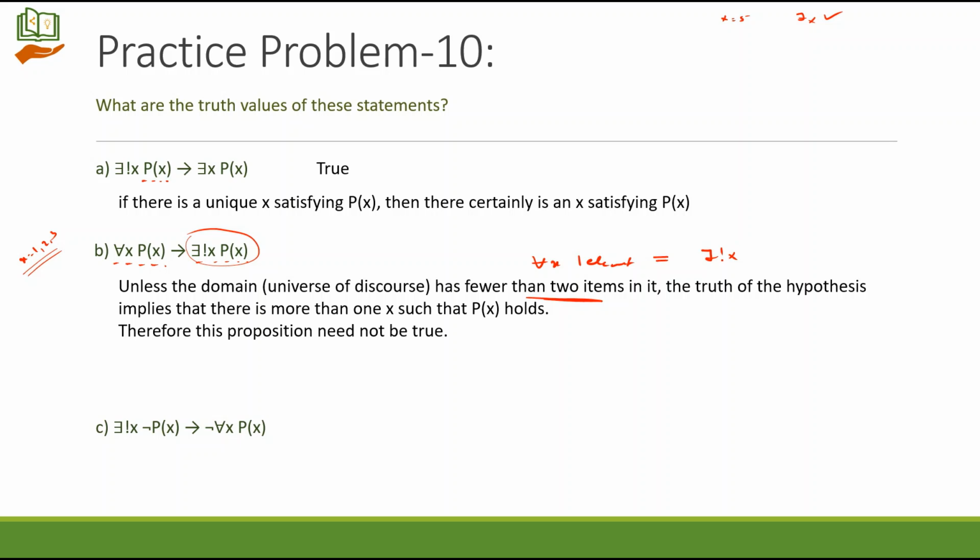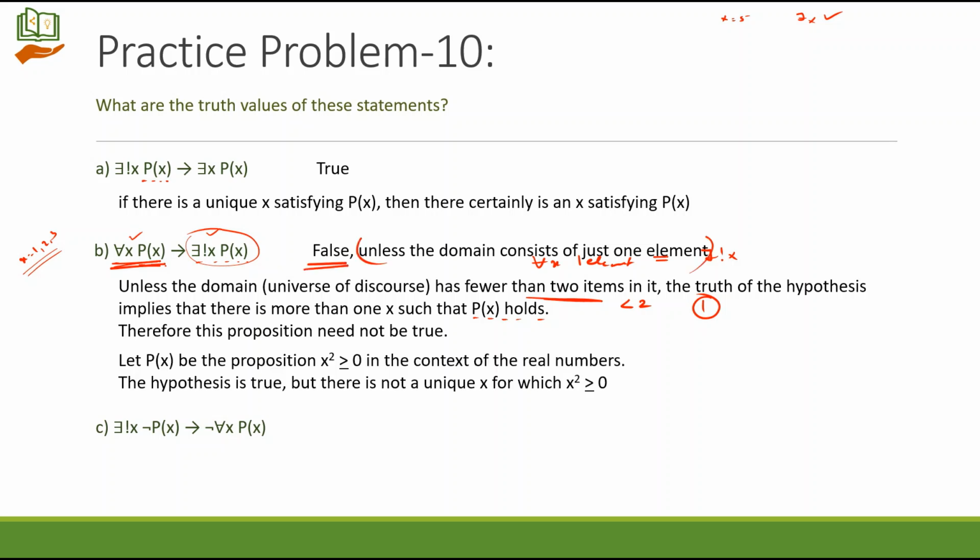When we say it is fewer than 2 items, it is less than 2. What is less than 2? It is only 1. Unless the domain consists of just one element, this can be taken as false. Let P of X be the proposition X square greater than or equal to 0 in the context of real numbers. The hypothesis is true, but there is not a unique X for which X square is greater than or equal to 0. So when you take this as an example, you can understand why this particular B statement is false. Now let's go to C.